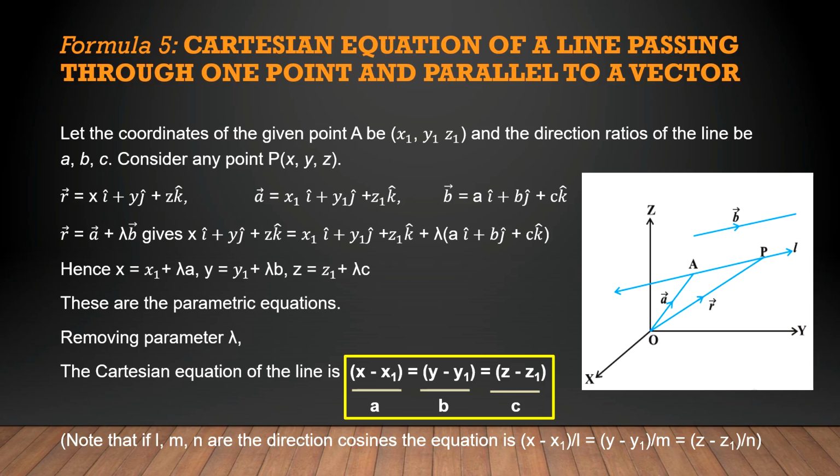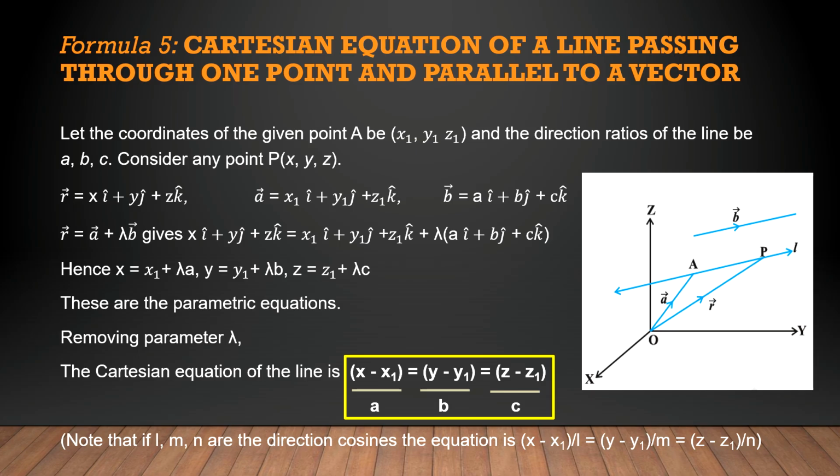If you want to go through the derivation, suppose you consider the point A which has coordinates x1, y1, z1. This is the point which is given to us. The direction ratios given are a, b, c. Consider any point P having coordinates x, y, and z, and we want to find the equation for the line passing through this point. Already we have the formula r is equal to a plus lambda b. Correct?